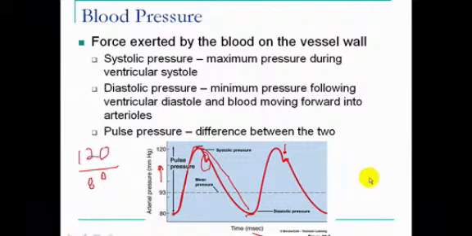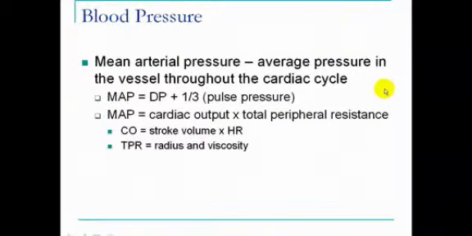So to figure out your pulse pressure, we say pulse pressure equals your systolic pressure minus your diastolic pressure. What would your pulse pressure be in this example? If your blood pressure is 120 over 80, then your pulse pressure would be 120 minus 80. So your pulse pressure would be 40 in this example. That's the blood pressure reading you usually get clinically.